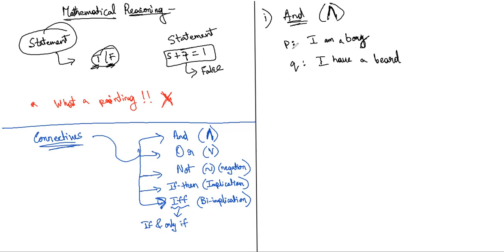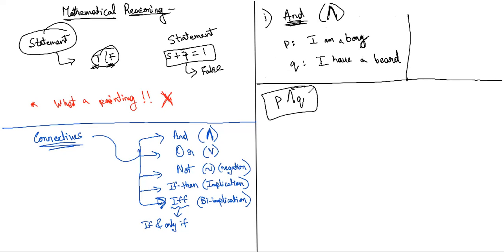So and statement. Don't get carried away by the examples I'm giving. More important is the logic, how it is working. I just gave this as an example. It has nothing to do with and. So when I want to connect these two statements using an and statement, this is how I'm going to write the combined statement. P and Q means I am a boy and I have a beard. So when do you say a connected or a joint or a compound statement is true? This is the most important point. This is the working principle.